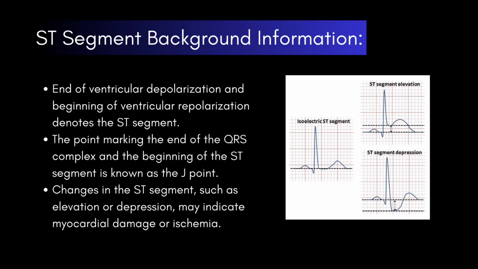So today I'll mainly be focusing on the ST segment, and I'd like to give you some background information on it. The end of ventricular depolarization and the beginning of ventricular repolarization denotes the ST segment. The point marking the end of the QRS complex and the beginning of the ST segment is known as the J point. Changes in the ST segment, such as elevation or depression, may indicate myocardial damage or ischemia.